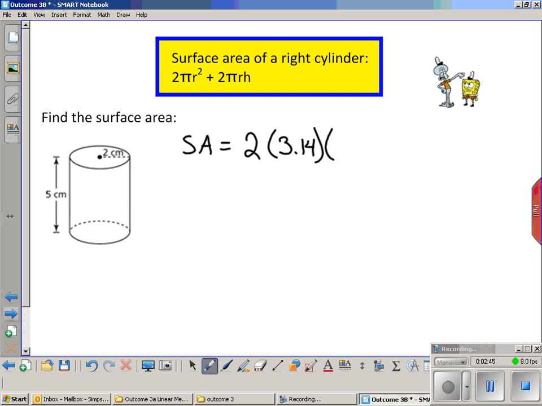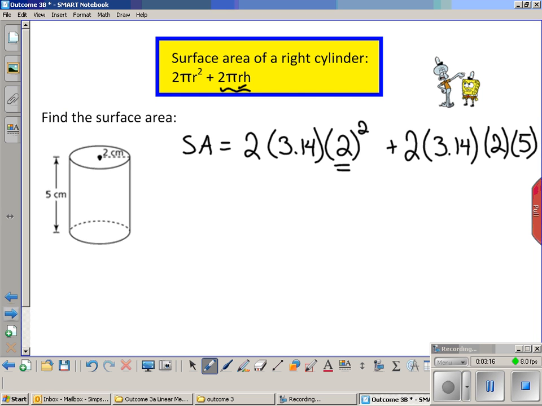times the radius. The radius of a circle is the distance from the center to the outside. So in this case it's 2, all squared, plus 2 times, and I'm in this part of my equation now, pi is 3.14. The radius again is 2, and the height is 5. You need to be careful when you're multiplying this out because we need to follow the order of operations. So you need to take care of this exponent first. So you're going to do 2 squared, then multiply it by 3.14 and multiply it by 2.